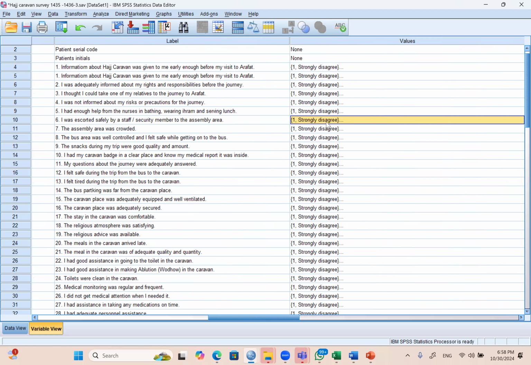Information was given to me early enough. I was adequately informed about my rights. I thought I could take one of my relatives with me. I was not informed about my risks. I had enough help from nurses in bathing, wearing ihram, and serving lunch. What can you notice here with the first 4 questions and with question number 5?